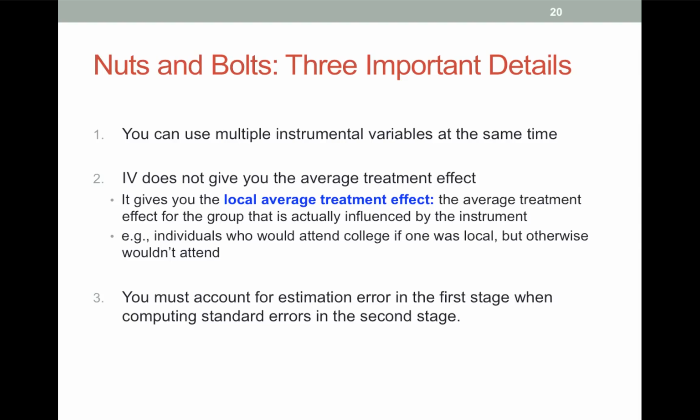Third, the two-stage least squares procedure I just told you about gives you the right point estimates, but you have to be careful in computing your standard errors. If you just plug your predicted values from the first stage into the second stage and run OLS, you'll get the wrong standard errors. If you use Stata, you can use the ivregress command to get the corrected standard errors.